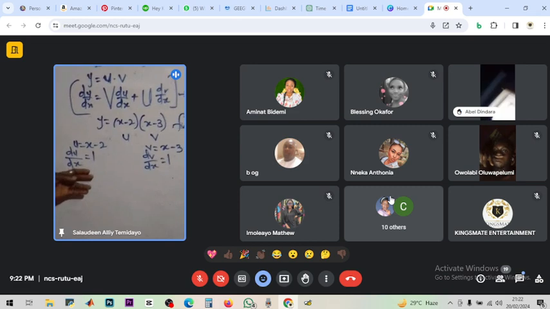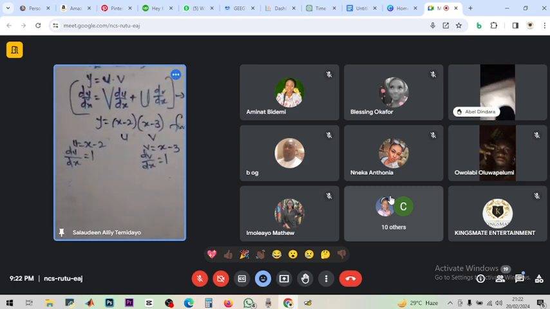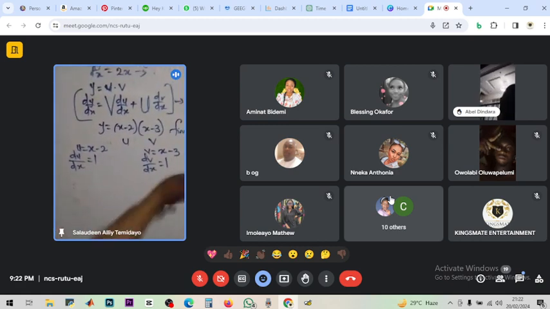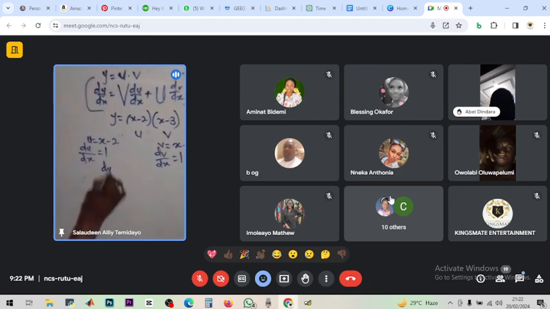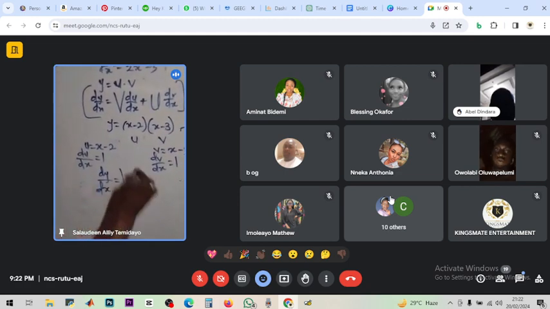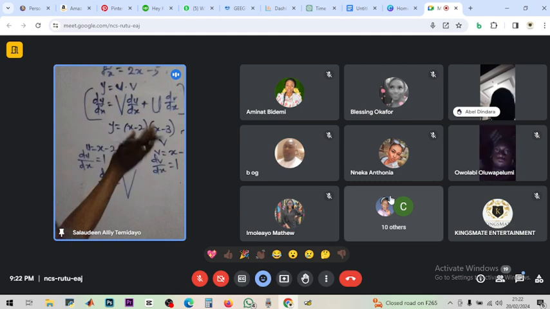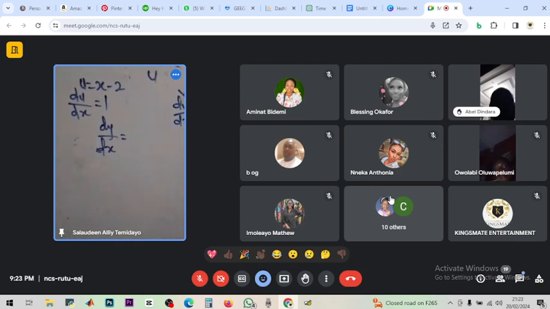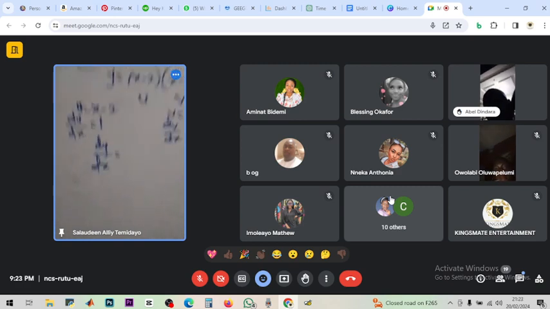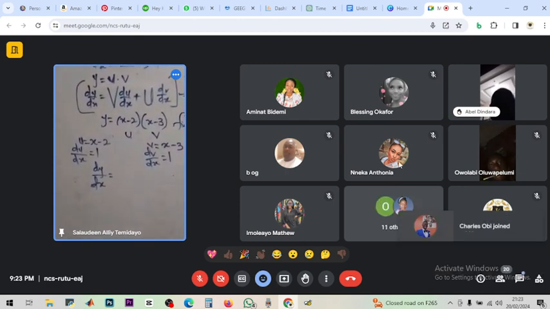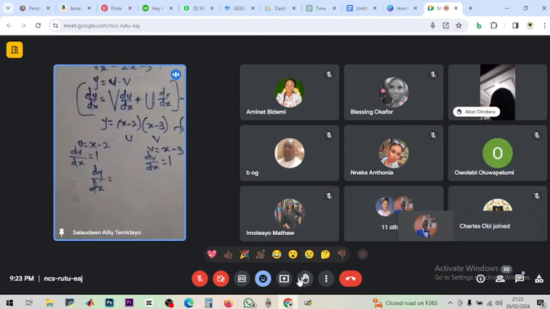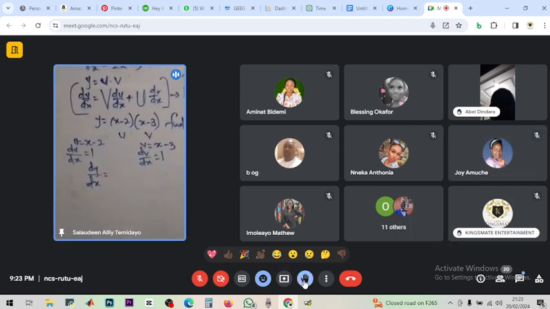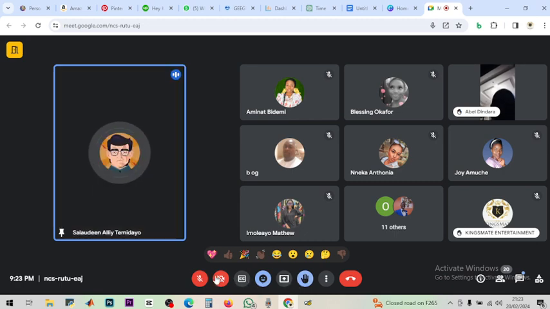So du dx is 1 and dv dx is 1. Note very well, we've gotten u and we have v, and we've gotten the value of du dx and dv dx. So the dy dx that we are asked to find will be, using the formula, equals... Who will tell me the formula? It's a very simple formula. Who will tell me the product rule formula?